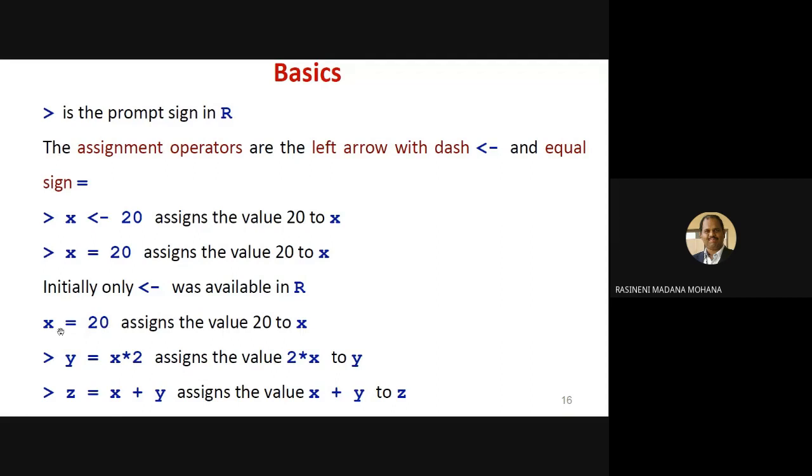Now suppose X equal to 20 assigns the value 20 to X. Then if you want to compute some operation on X, that result can be stored in another variable. Let us say Y equal to X into 2. This assigns the value X times 2 to the variable Y. Then if you want to compute some other operation with the values of X and Y, that can be stored in another variable Z. Z equal to X plus Y assigns the value X plus Y to Z. Like that, all these basic operations like a calculator we will perform using R software.